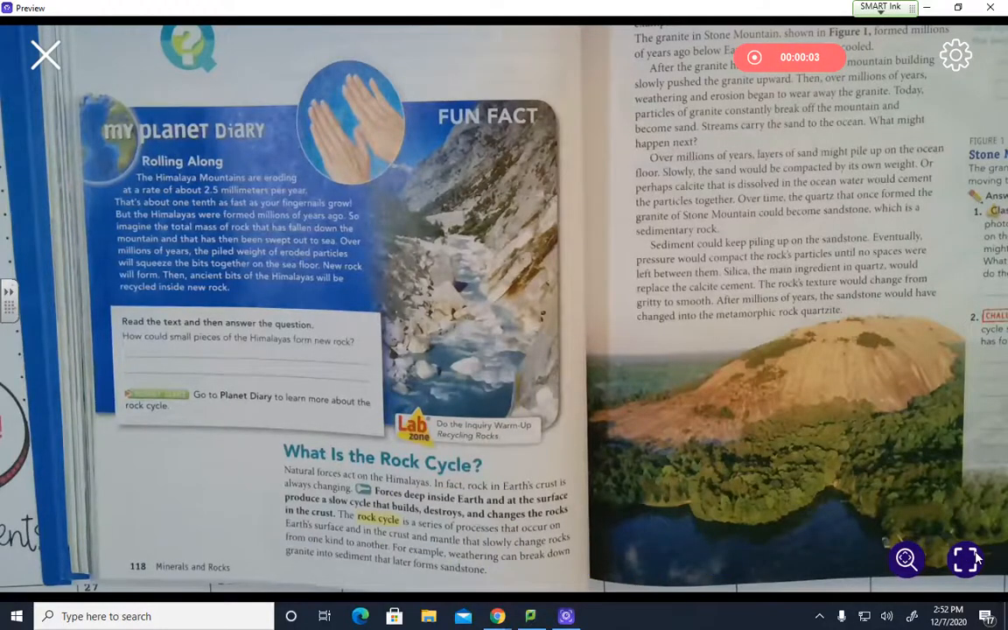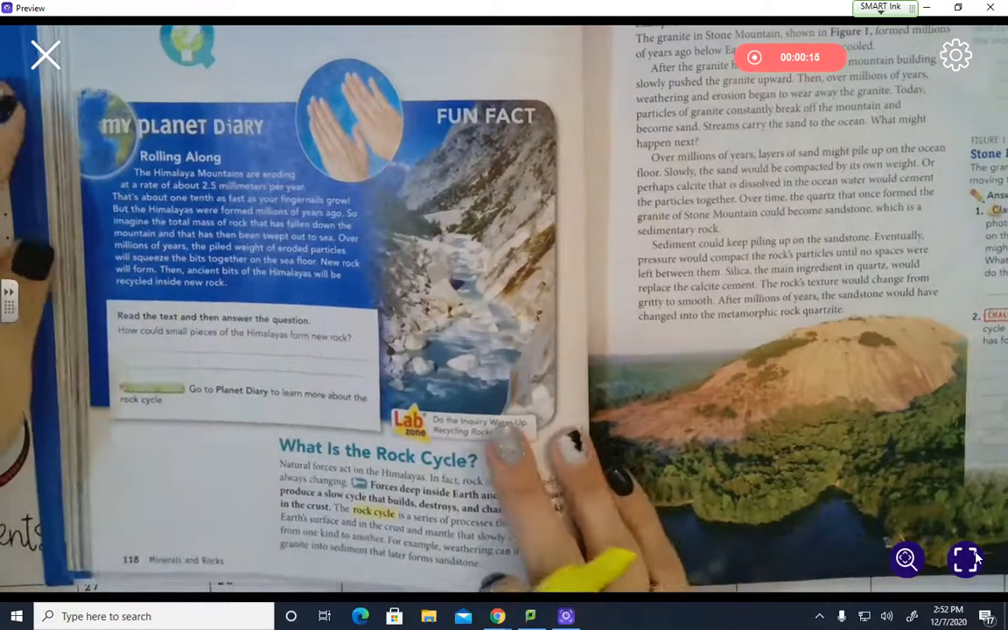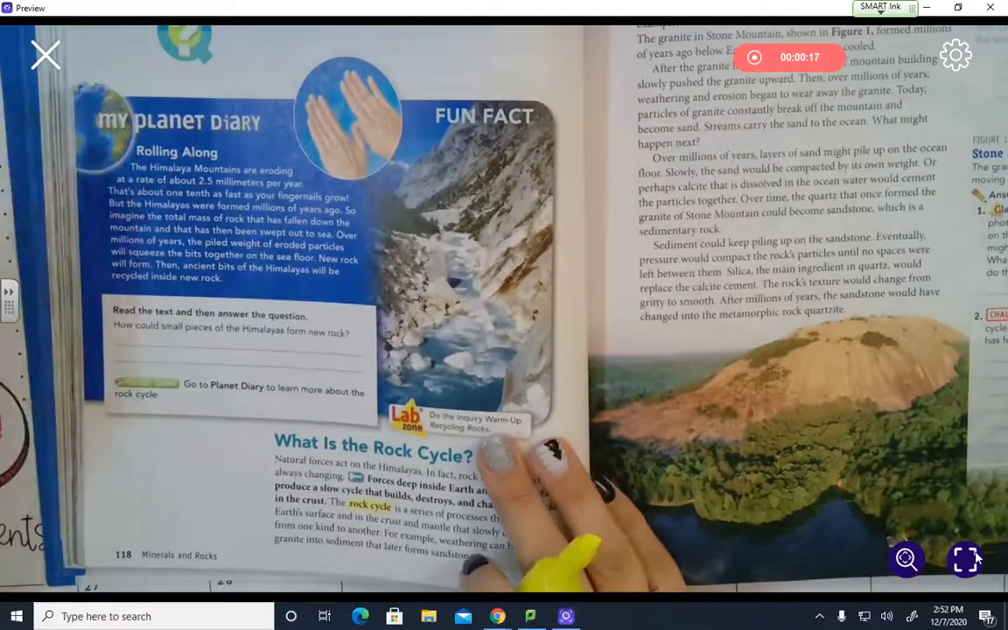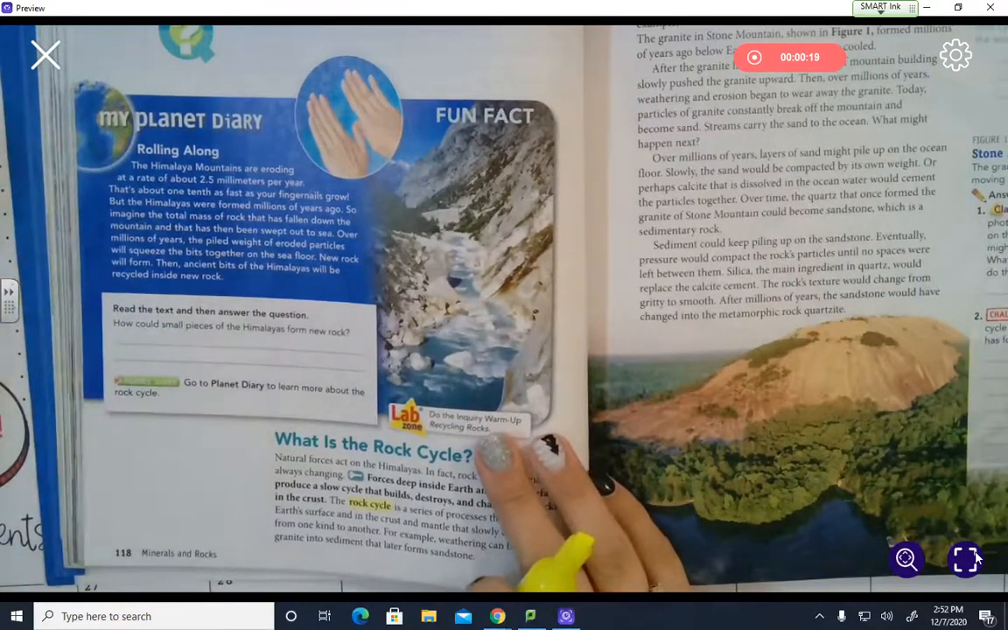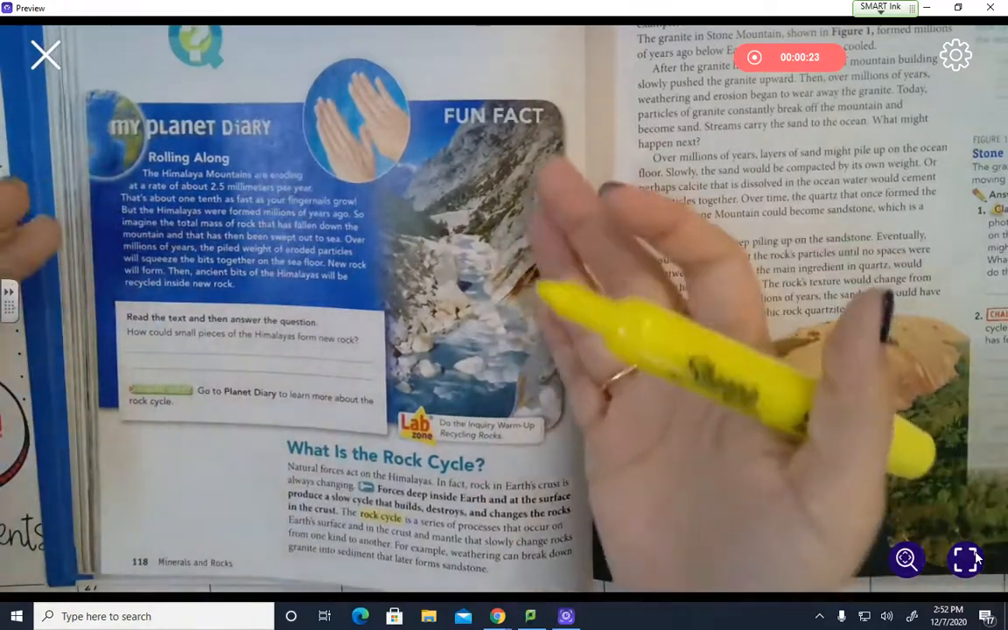All right, guys, we are going to read about Chapter 3, Lesson 6, the rock cycle. By the time we are done, we are just going to know what exactly is the rock cycle, and you guys will be able to fill in the rock cycle. So we always start out with the My Planet Diary.